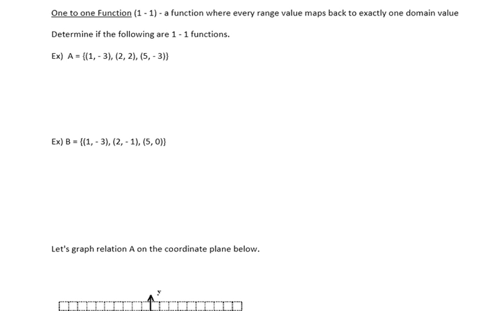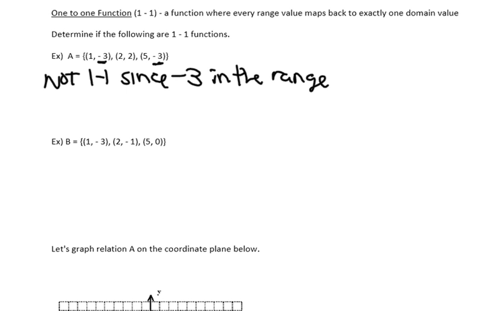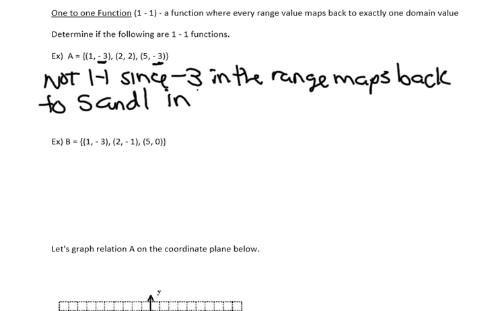Now, we can tell from A, it is a function. Every single value in the domain maps to exactly one value in the range. But does every range value map back to every single domain? And it doesn't look like the case, because it looks like -3 is being mapped back to 1 and being mapped back to 5. So this is not one-to-one, since -3 in the range maps back to 5 and 1 in the domain.